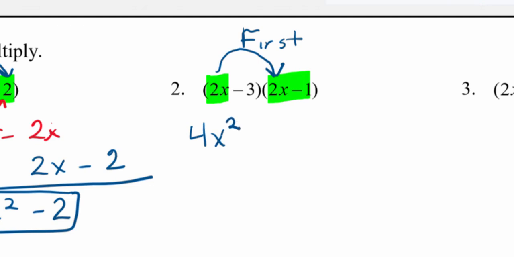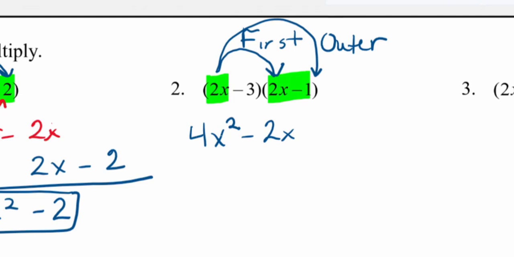Then I'm going to distribute the 2x times the negative 1. Those are the outer terms in the parentheses. Those are the terms that are to the outside, right? So that gives me 2x times minus 1 is a negative 2x.